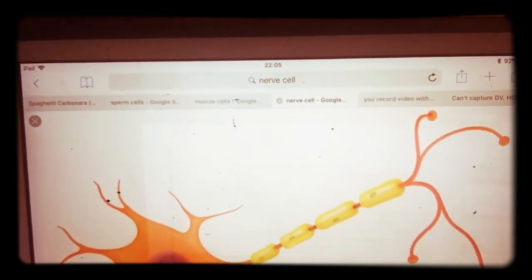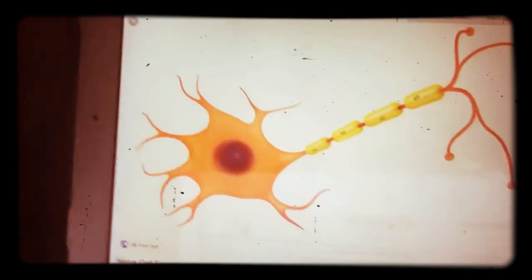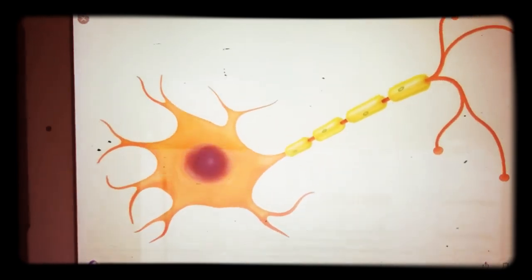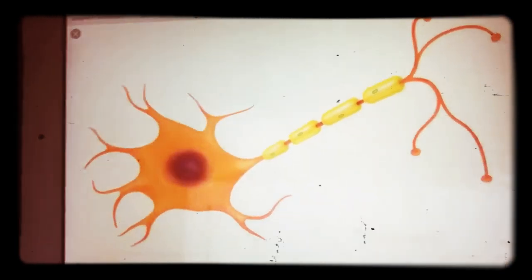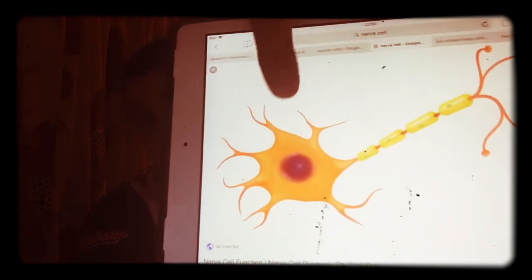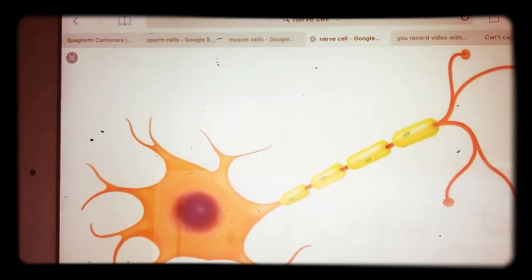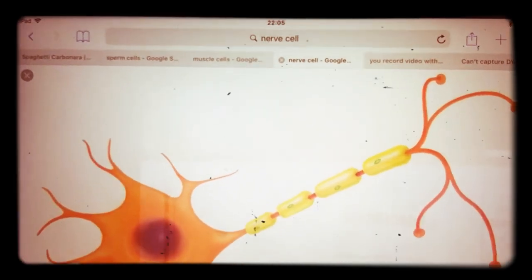Now, you'll notice that they have sort of projections. So just there, these little projections, they're known as dendrites. And you'll notice that up here as well. Now they're dendrites. Also, you'll see the nucleus just there. These projections allow them to connect to other nerve cells.